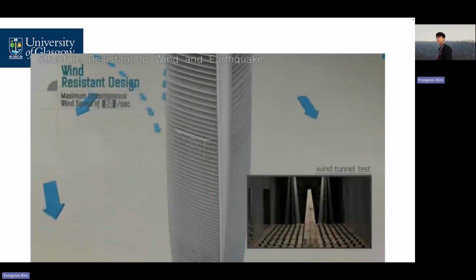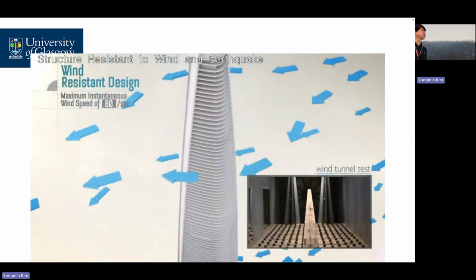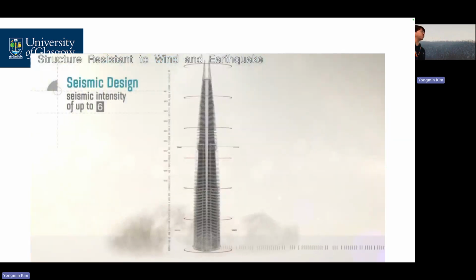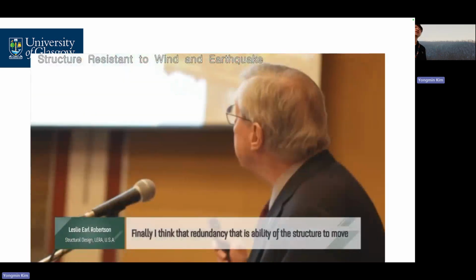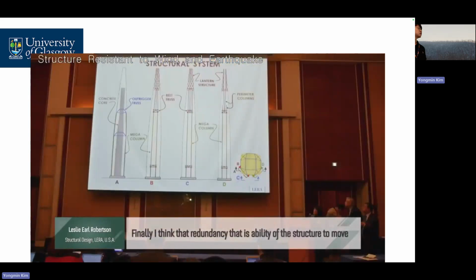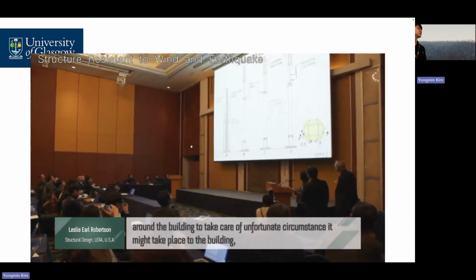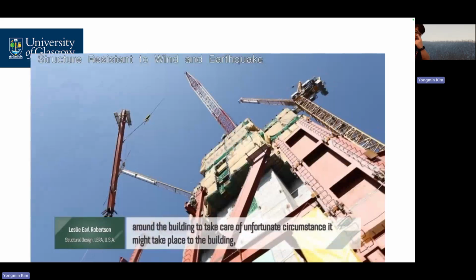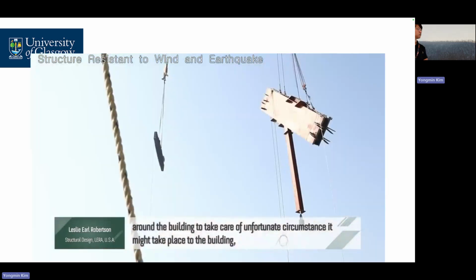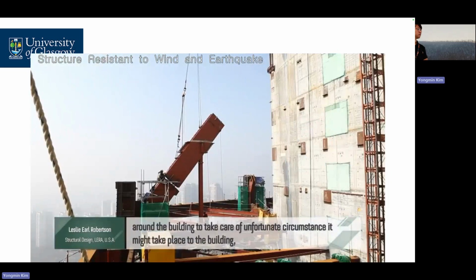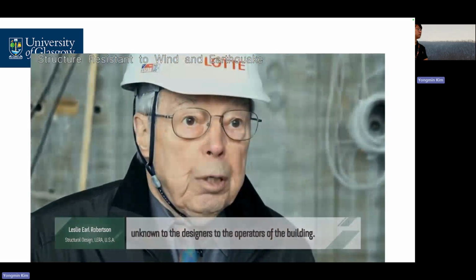Designed to withstand wind speeds of up to 80 meters per second and seismic intensity of up to 9, making the tower far sturdier than the Burj Khalifa. Finally, I think that the redundancy, that is the ability of the structure to move loads around in the building to take care of unfortunate circumstances that might take place in the building unknown to the designers or to the operators of the building.